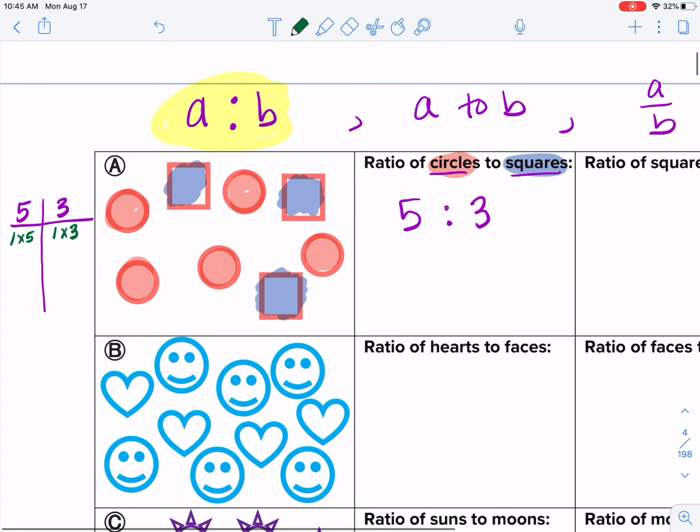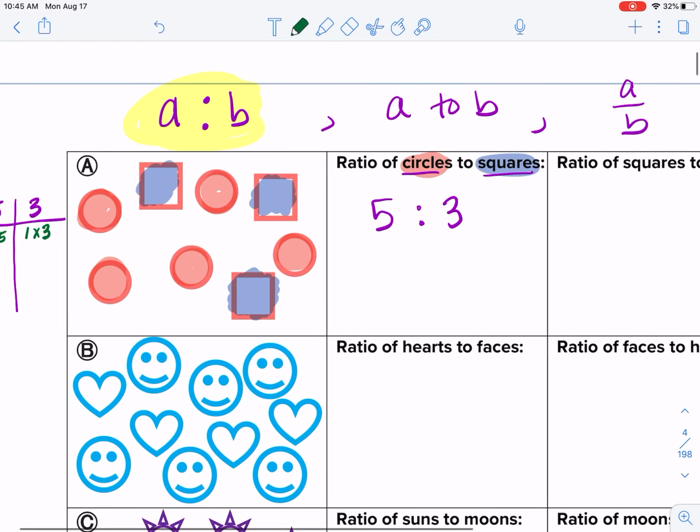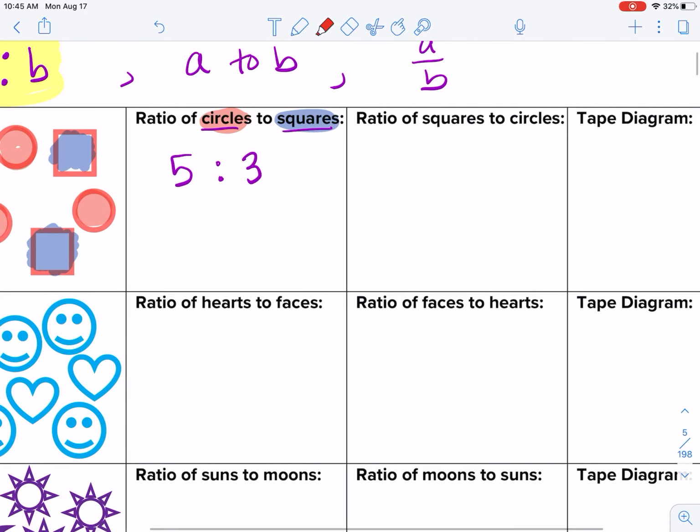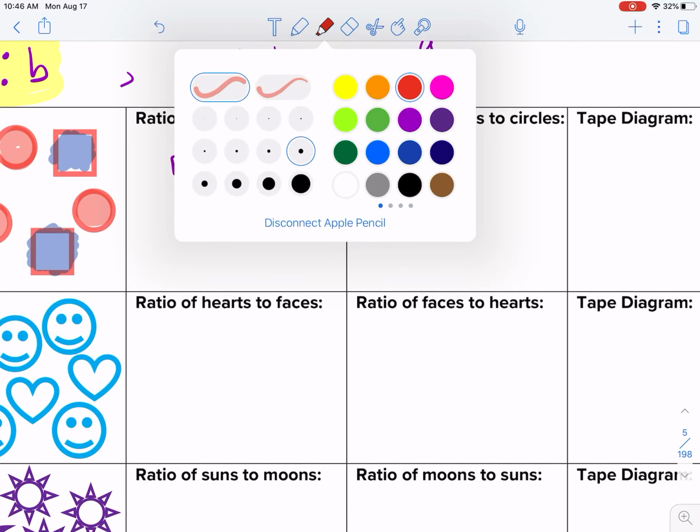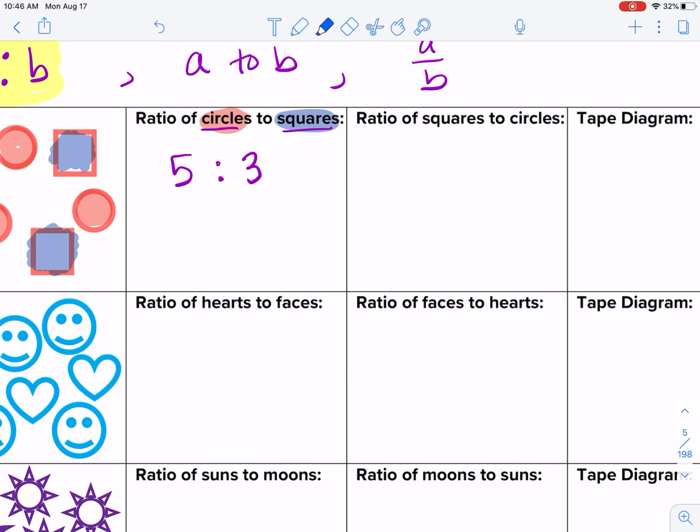So that means my ratio stays the same. I don't do anything. I cannot simplify it. It's already as simplified as it gets. So now let's go to the next one. Now the next one says squares to circles. So the other one said circles to squares. Now this one is saying squares to circles.